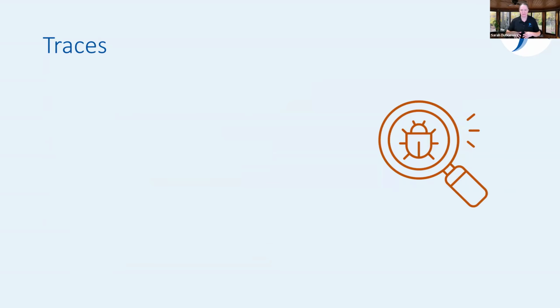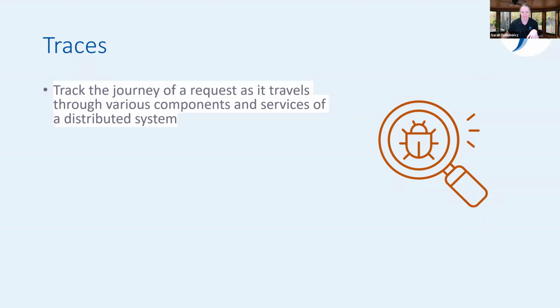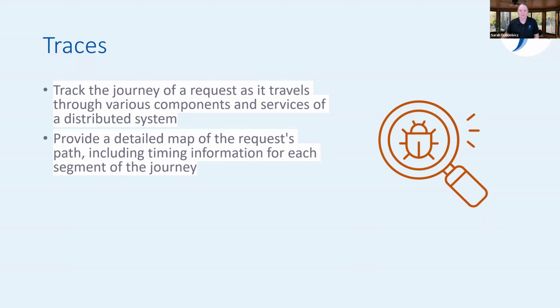Traces. So what traces do is they allow you to track the journey of a request as it travels through the various components in your distributed system. And what we see with those traces is that, especially with microservices architectures, it'll show you the different services that a request goes through. With traces, they do have that detailed map. So again, think of traces similar to, on the developer side, the stack traces, where we have those breadcrumbs. So we can understand what happened, when, and what are the steps it took to get there.